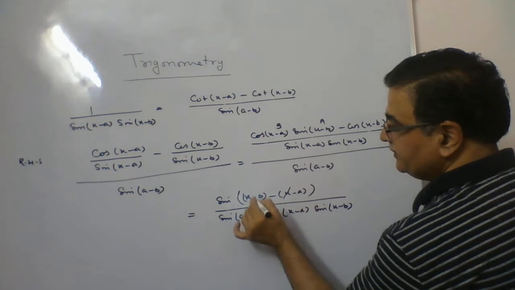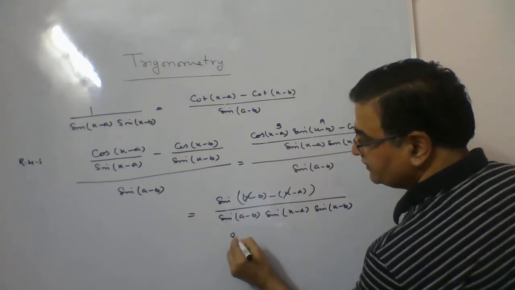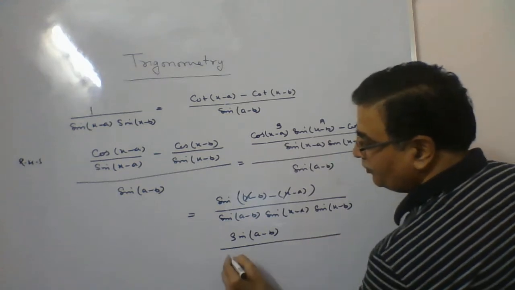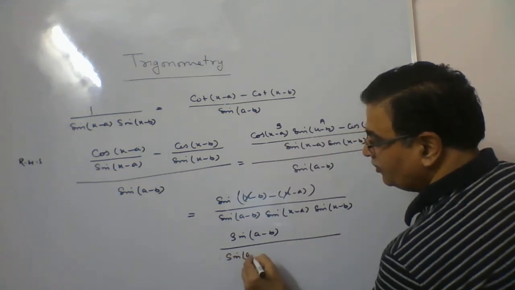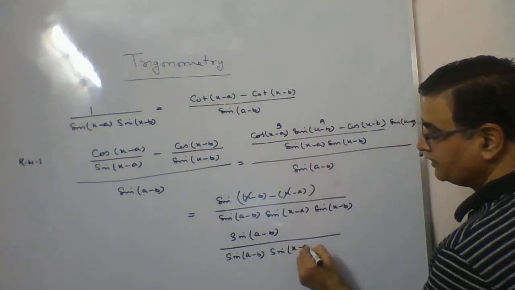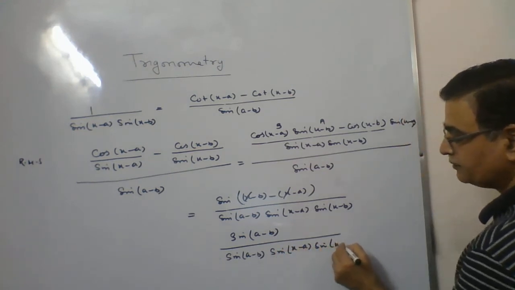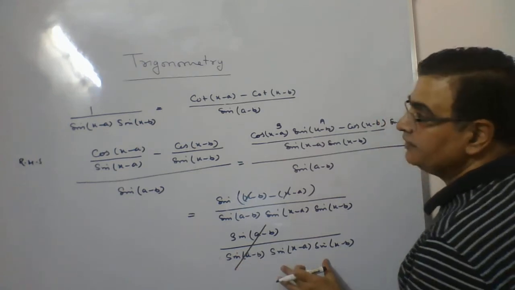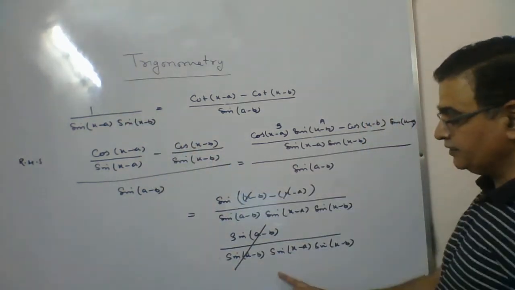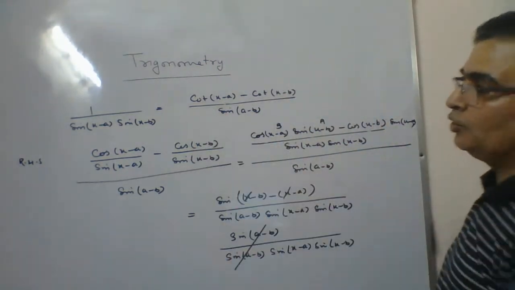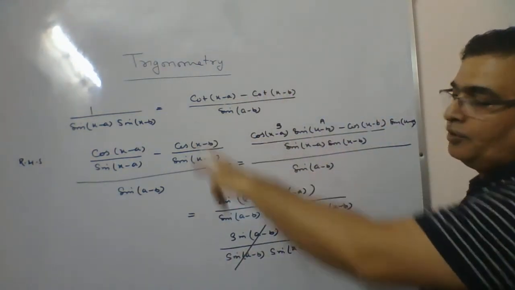Then this x and x cancel out. Your result is coming sine of (a minus b). The denominator again says sine of (a minus b), sine of (x minus a), sine of (x minus b). This part gets cancelled out. You will get your answer 1 by sine (x minus a) into 1 by sine (x minus b). Now I'll go the other way. Other way means we'll start from that side.